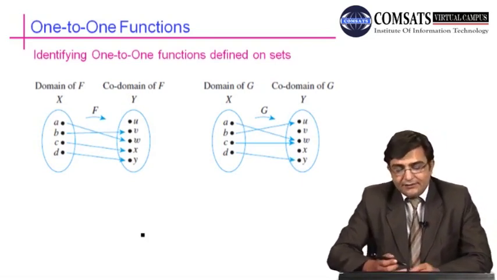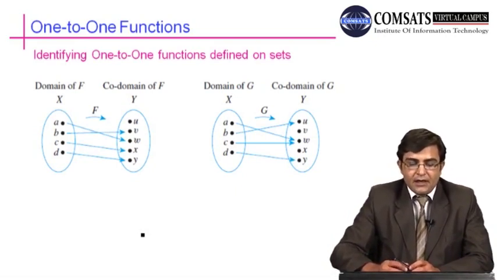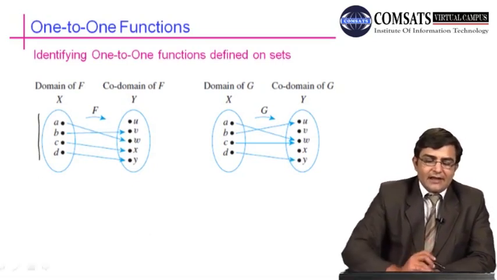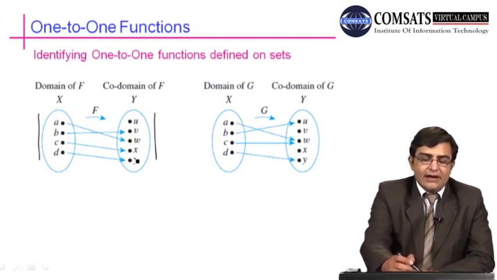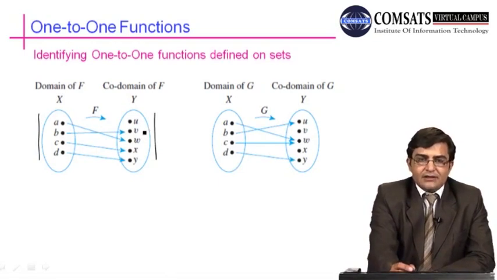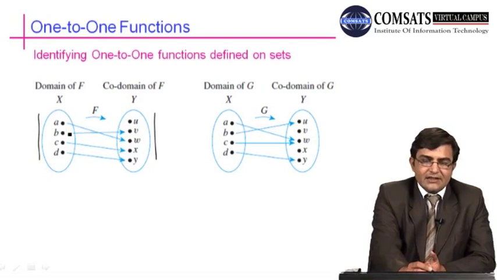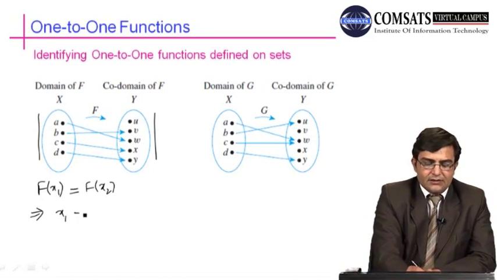Whether this satisfies the condition of a one-to-one function or not. Each element in y, or you can say an element in y, is related to exactly one element in x. Meaning if f of x1 is equal to f of x2, it implies x1 is equal to x2.